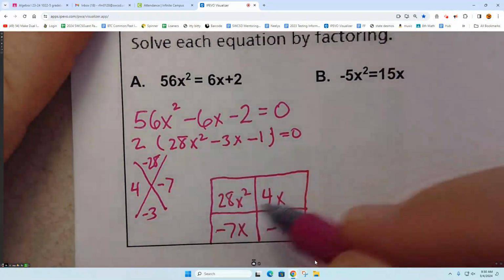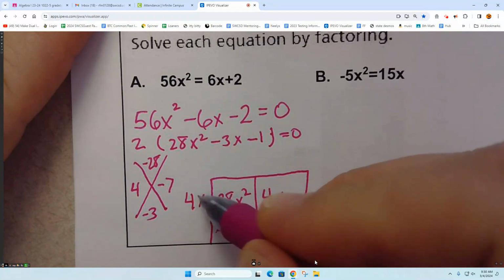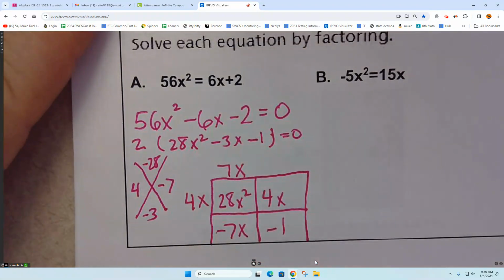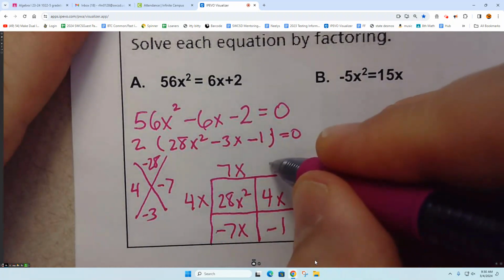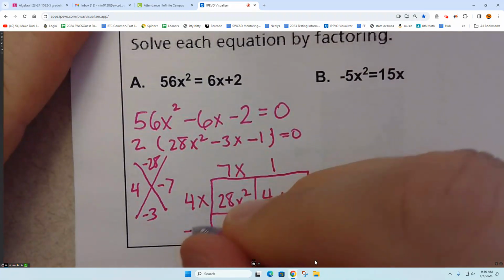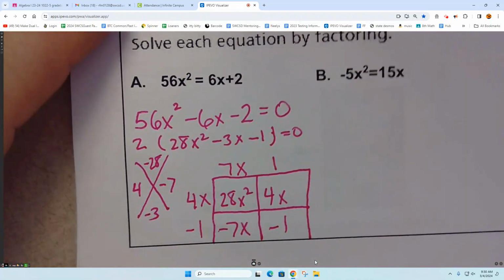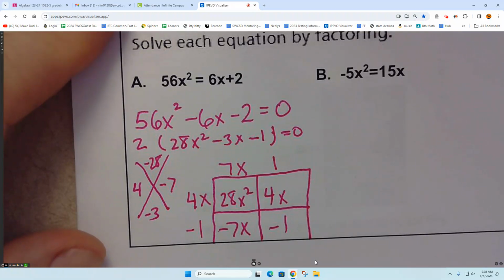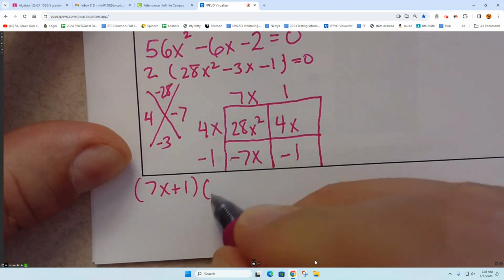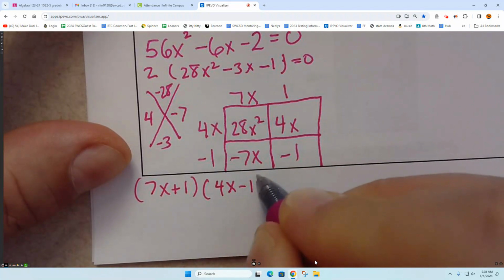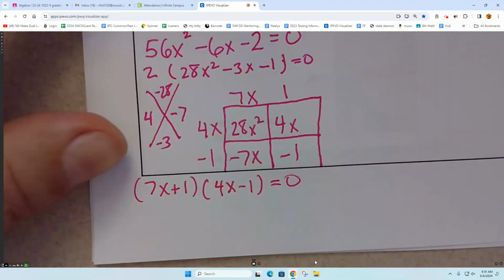We do GCF across. This would be 4x. This would be 7x. Some of you like to make those negative. We don't make these negative if this box is positive. 1, negative 1. So it's 7x plus 1 times 4x minus 1 equals 0, plus the GCF.